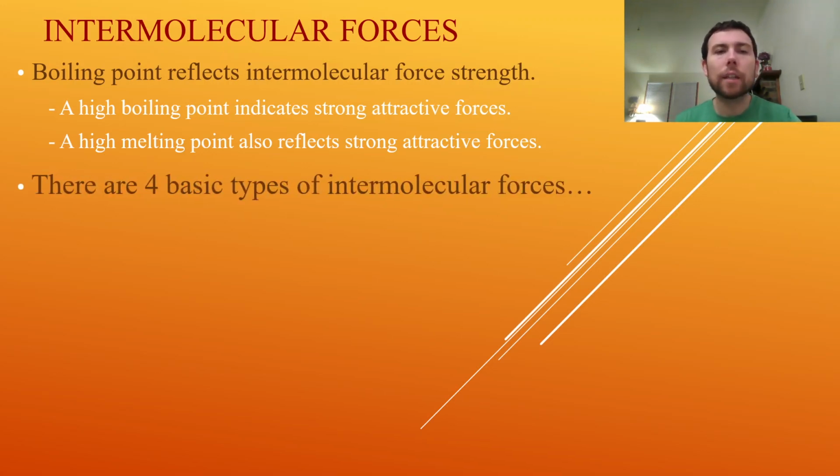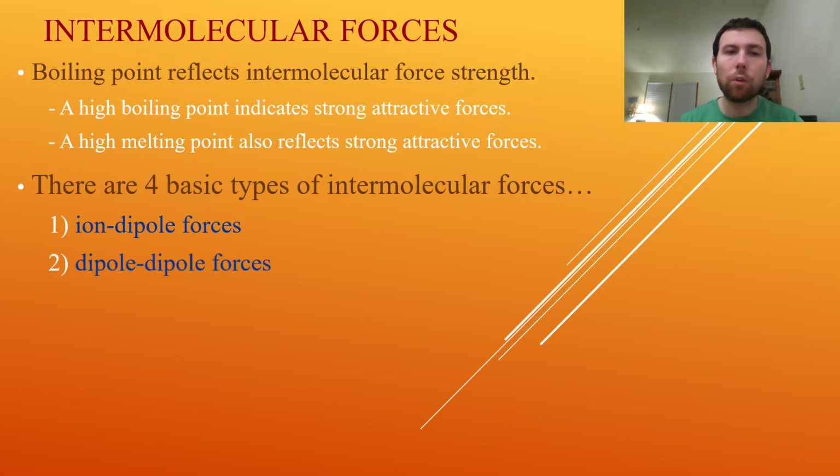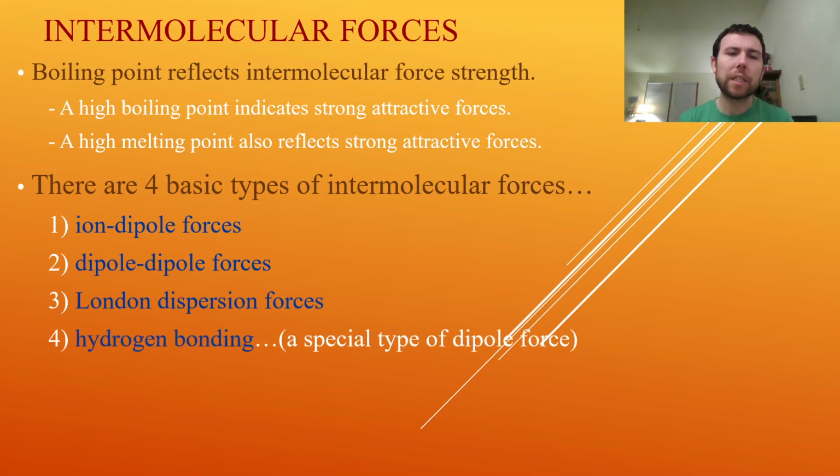Now, when we start to take a look at our intermolecular forces, they're going to fall into one of four categories. Our first one are what are called ion-dipole forces. The second are dipole-dipole forces. The third are London dispersion forces. And the fourth that we're going to take a look at is called hydrogen bonding. And it's important to recognize that hydrogen bonding is simply a special type of dipole-dipole interaction. Now, as we move forward, we're going to look at each of these types of intermolecular forces more in depth. So just know that as we go forward.